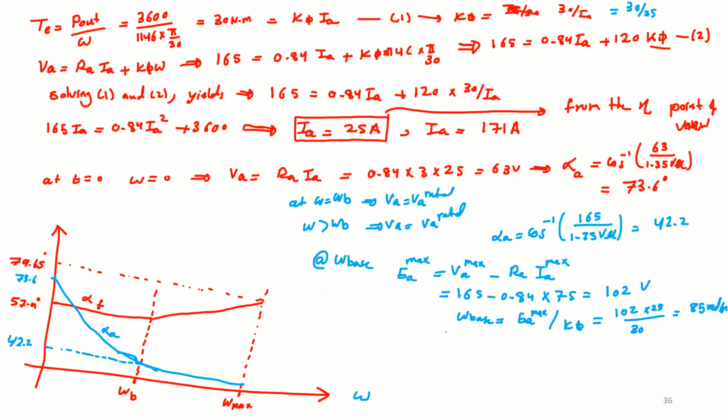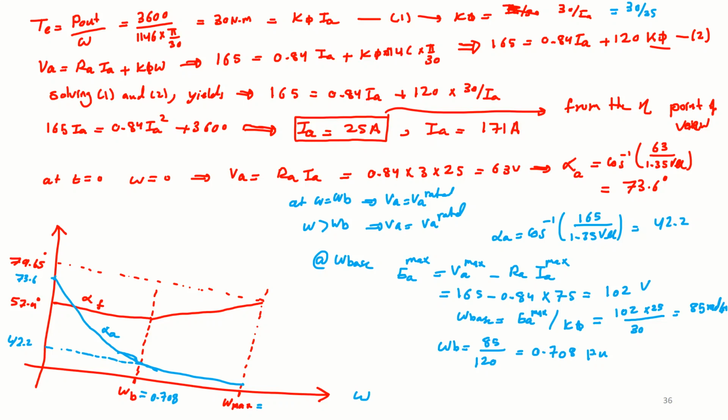Now in per unit, omega B will equal 85 over the rated speed, which is the 120, and if we do the math, this will equal 0.708 in per unit. So this means that this value is equal to 0.708. Now we need to calculate the maximum speed.